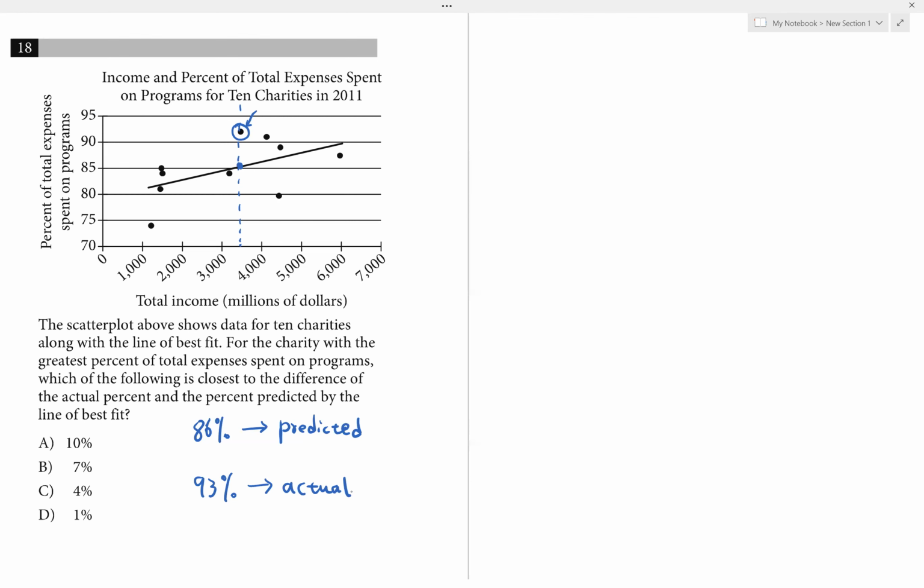So we want to know the difference between them. Now we can subtract the two numbers. It's going to be 93% minus 86%. We can just subtract using the percents. 93 minus 86 should be 7. So 7%, which is letter B for question 18.